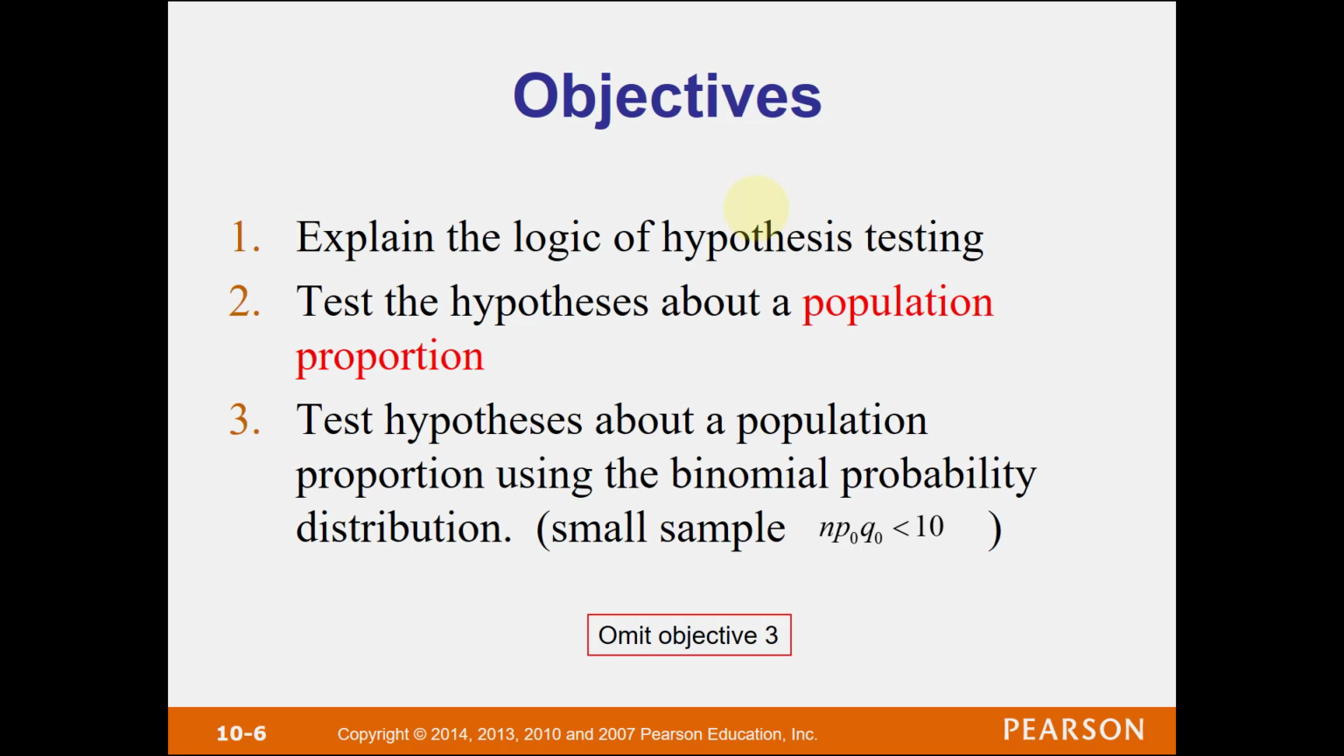As we already talked about, we have 3 objectives, but we're not going to do the third. It's for small samples whenever npq is less than 10. We'll explain what those subscripts mean in a minute. So we're going to talk more about the logic of hypothesis testing. We're going to introduce the idea of p-values. Again, that concept is the most important concept in chapters 10, 11, and 12. And then we're going to look at the specifics of testing hypotheses about population proportions.